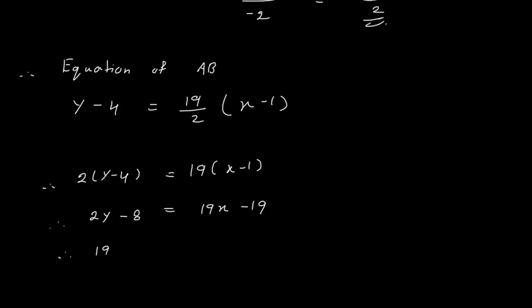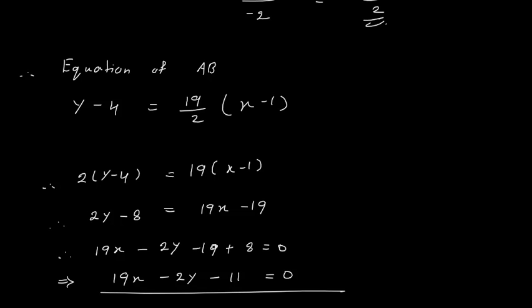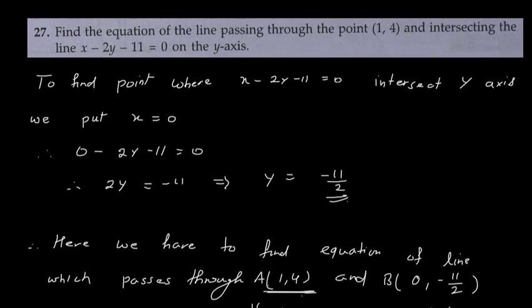So therefore 19x minus 2y minus 19 plus 8 is equals to 0. This will give you 19x minus 2y minus 19 plus 8, which is minus 11, is equals to 0. So this is the required equation which we have to find out.